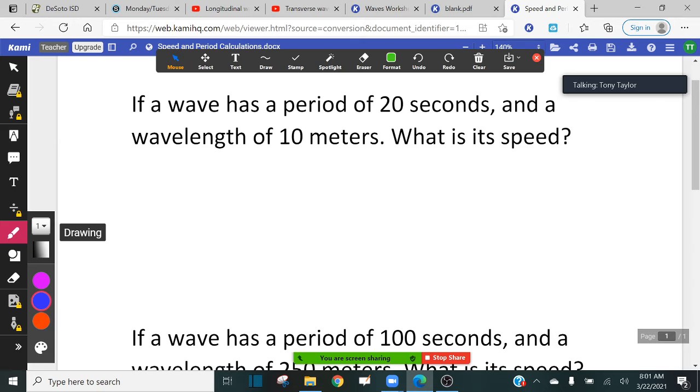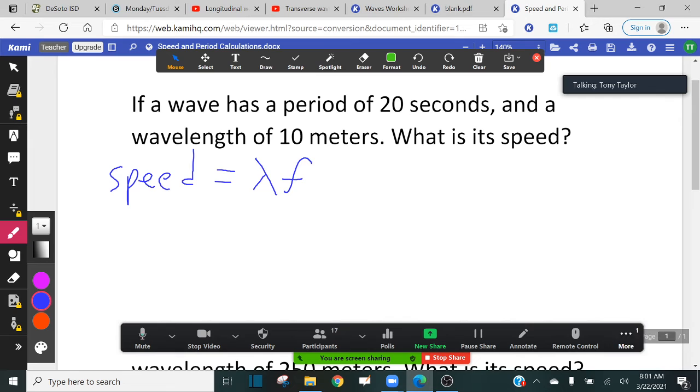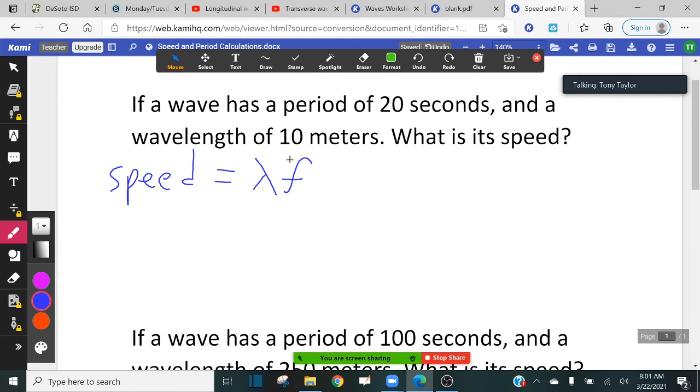Okay. So again, guys, you all know that the equation for the speed of a wave is speed equals wavelength times frequency. You guys already know that. But notice they didn't give us the frequency, they gave us the period. Remember, we can easily find frequency if we know the period, because frequency is equal to 1 divided by the period. We just said that.